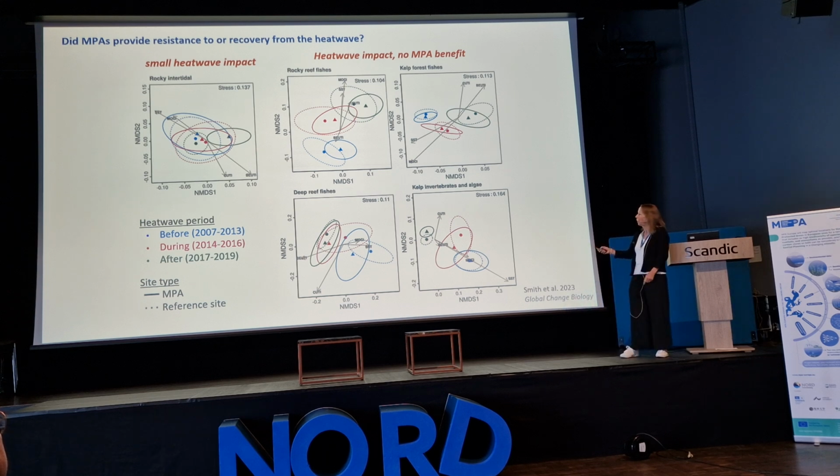What you're doing is following the colors. Here's where the community sat before in the blue, then it shifted, and shifted again afterwards. But interestingly, MPAs and their paired reference sites shifted in the same way. We saw no resilience to the marine heat wave in community structure across most of these ecosystems. We also saw no return back to the original conditions after the heat wave.